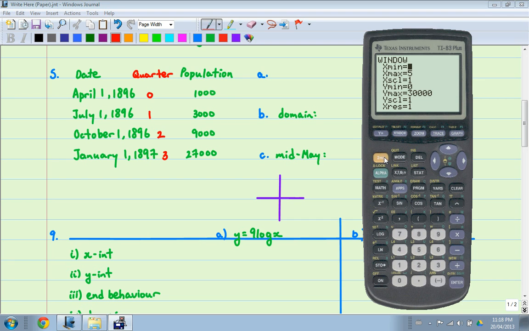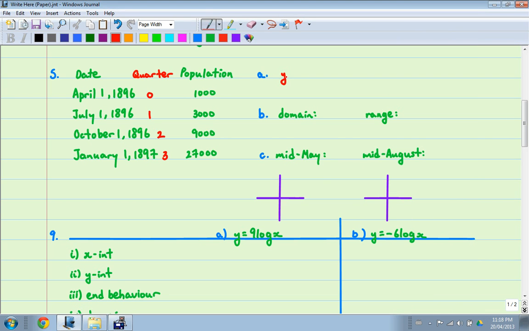And then we can go ahead and go to Stat, Calculate. It is going to be exponential regression, so we do want option 0 here. So I just press Enter, and then second L1, comma, second L2. And that actually gives us the exponential function y equals 1,000 times 3 to the x, because as you can see, the initial value is going to be 1,000 and the multiplier is always just 3.